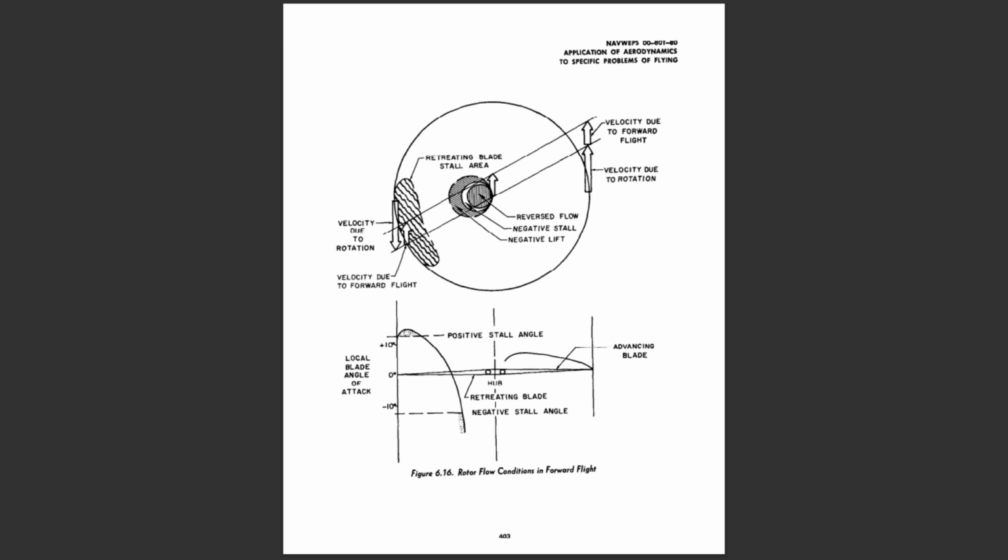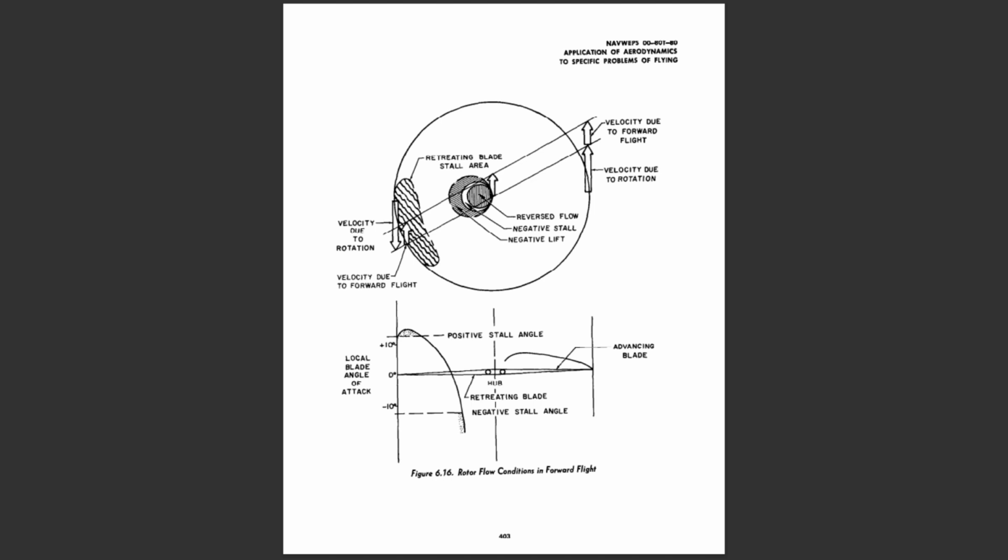Progressing out the retreating blade, the blade angle of attack becomes less negative, resulting in an area of negative lift. Then the blade angle becomes positive again, resulting in a positive lift region. The blade angle continues to increase, until near the tip of the retreating blade, the positive stall angle of attack is exceeded, resulting in stalling of the tip section.